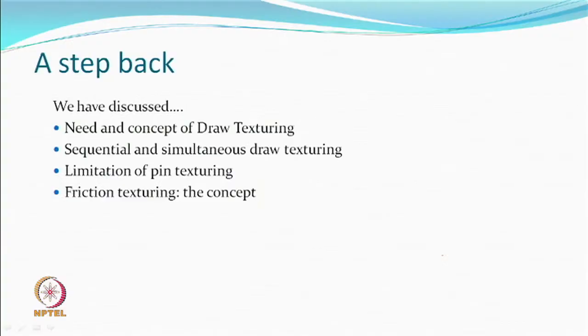So we are continuing with the draw texturing, and let's recall what we have done. We understood the need and the concept of draw texturing. So that's a change in material, sequential simultaneous draw texturing, limitation of pin texturing, and the concept of friction texturing, which in a way delimits the speeds, or the RPM of the spindle, that you can achieve.